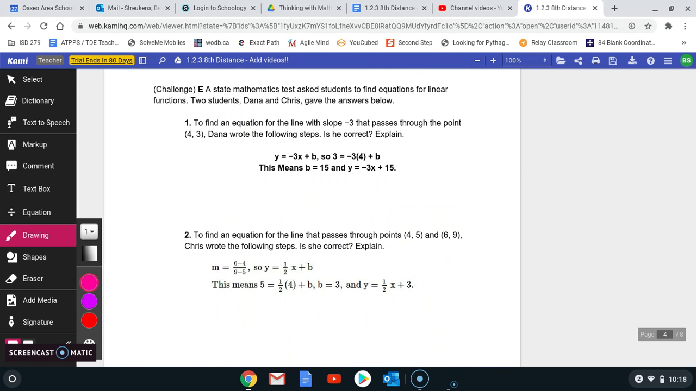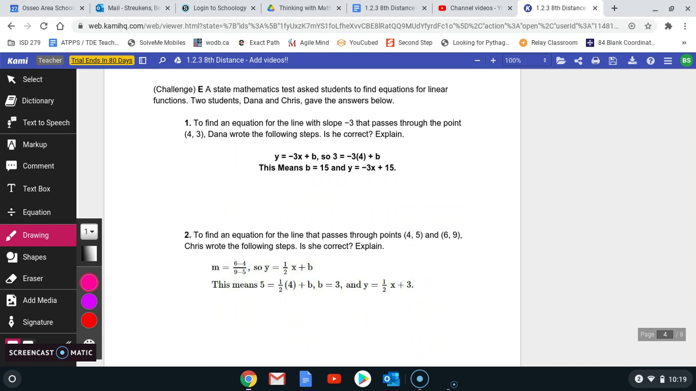Lastly, this last section, E, is a challenge section, so feel free to do it if you want to. A state mathematics test asks students to find equations for linear functions. Two students, Dana and Chris, gave the answers below. To find an equation for the line with a slope of -3 that passes through the point (4, 3), Dana wrote the following steps. Is he correct?